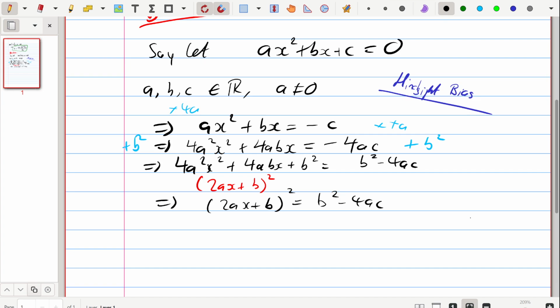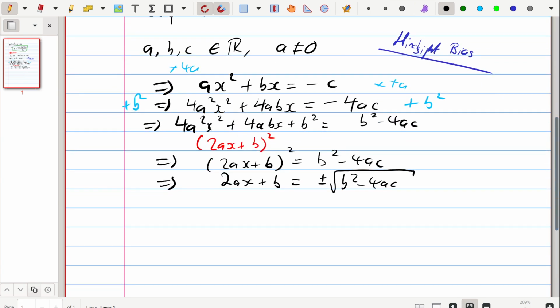Then from here, solving for x is pretty straightforward. I'm going to take a square root on both sides. Now, because the square root itself has some ambiguity, we include the plus minus. B squared minus 4ac square rooted. And then from here, the steps are pretty trivial.